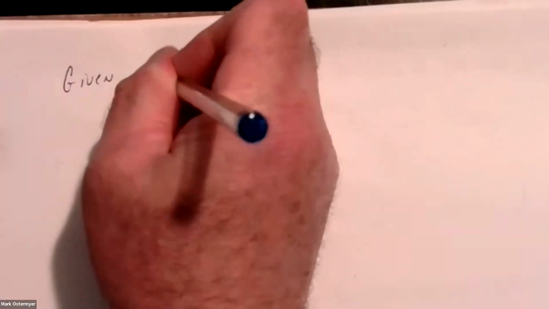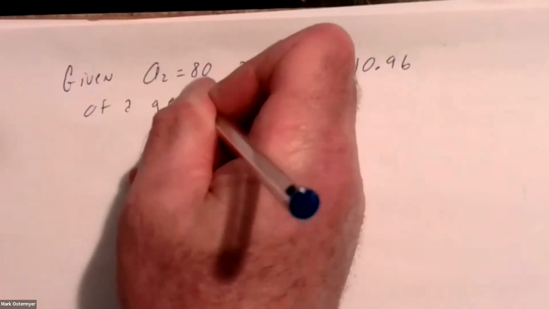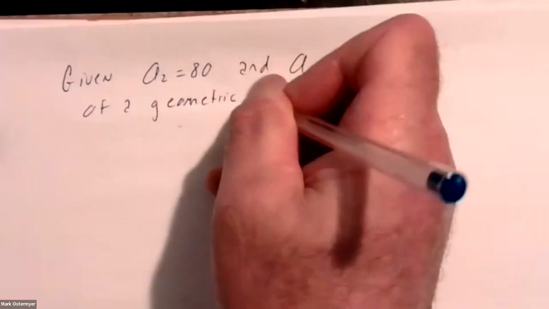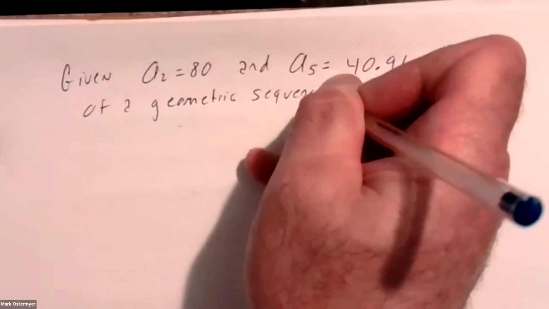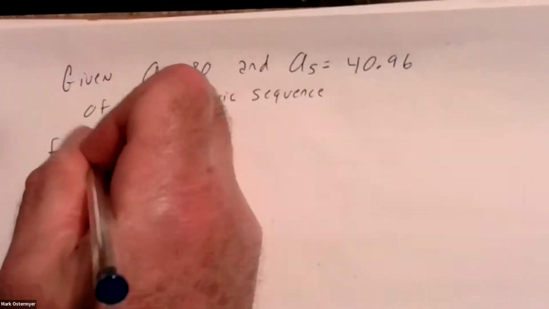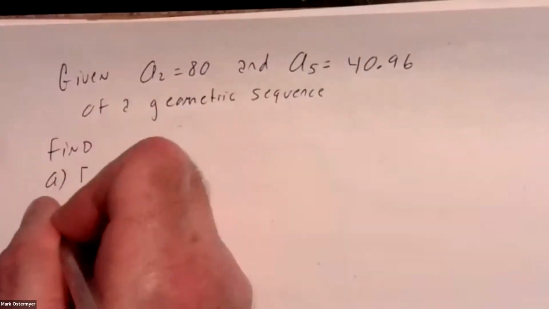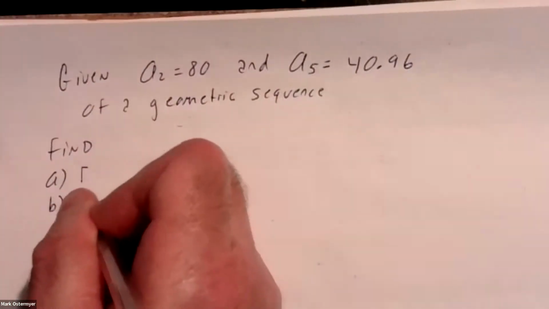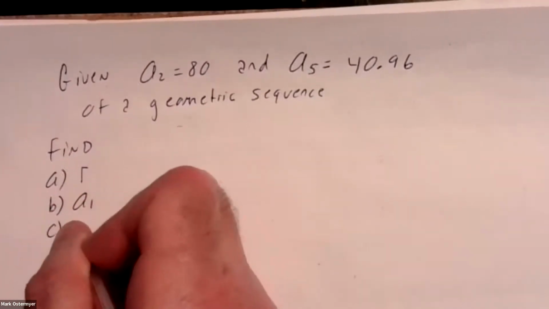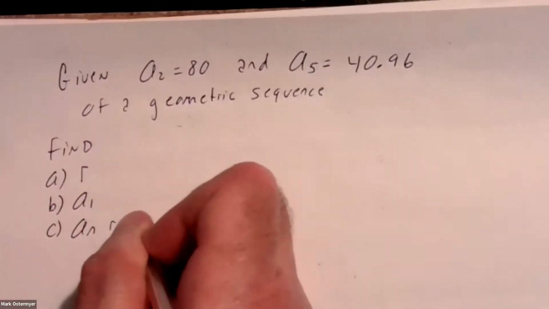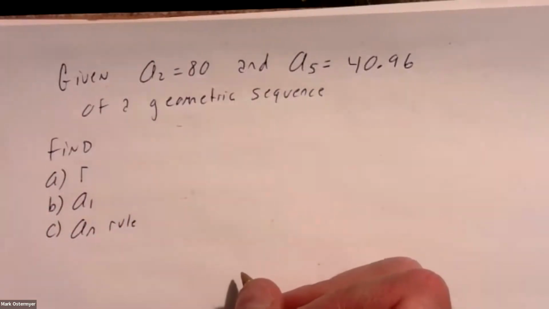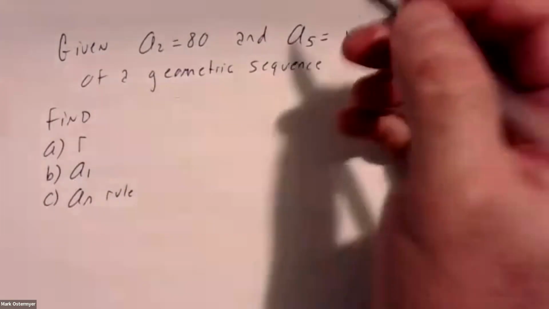Suppose that we're given the second term of a geometric sequence is 80, and the fifth term is 40.96. Suppose I want to find a sub 1, and I want to find an nth term rule. Okay, so how do we do that here?